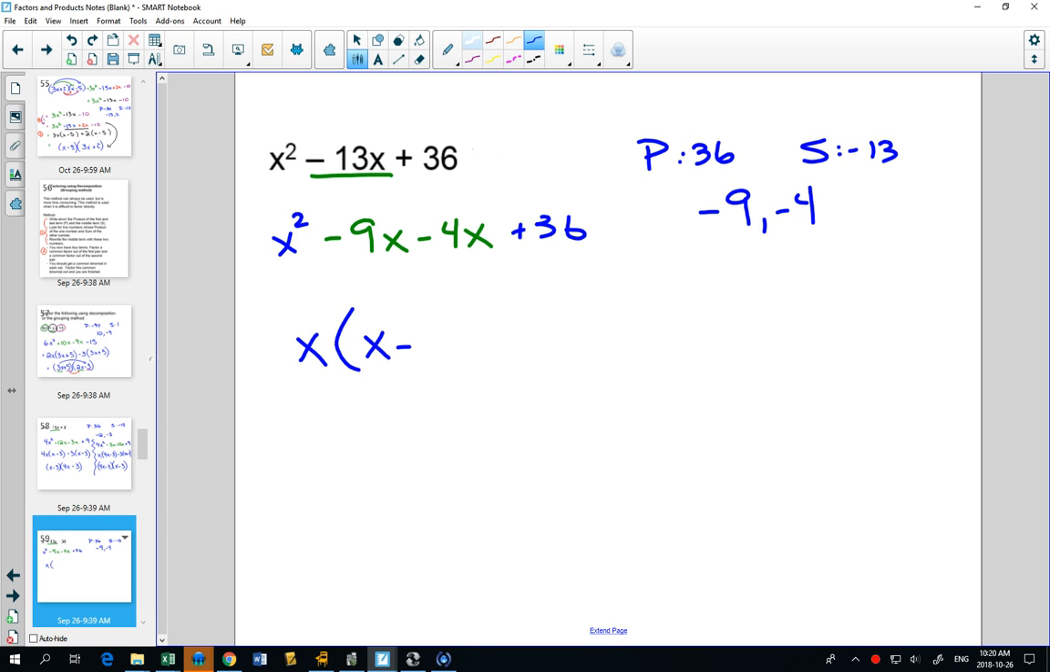What's in common in the first ones? X, leaving with x minus 9. What's in common in the next ones? So that I get an x again, I'd have to take out a minus 4, x minus 9.